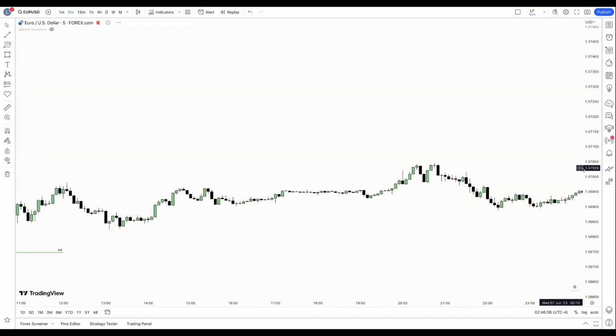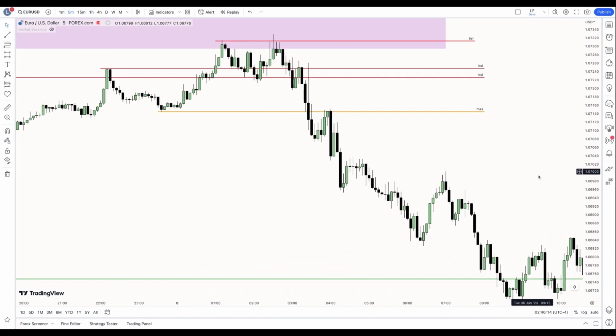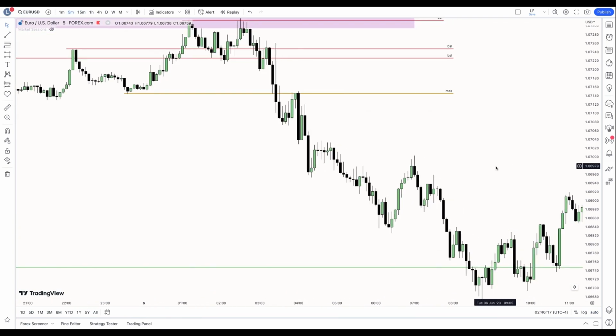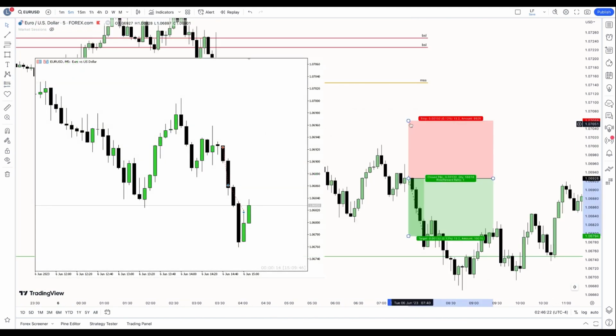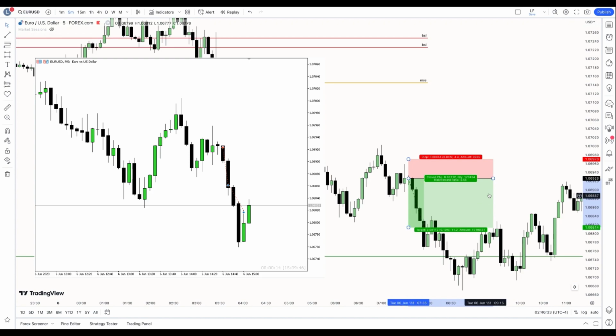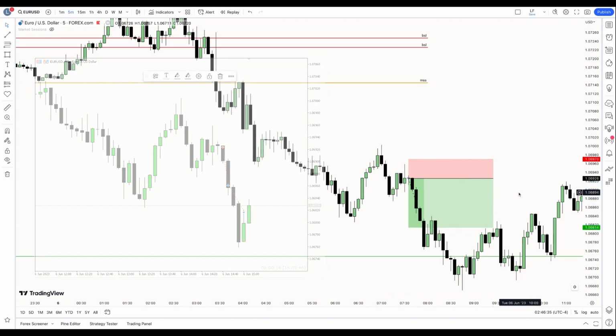Once we move down to our 5-minute chart, this was the time frame where I executed my trade. I executed it around here. I placed my stop loss there above the high, and my take profit was around here. So it was a 1 to 2.5 risk to reward trade.